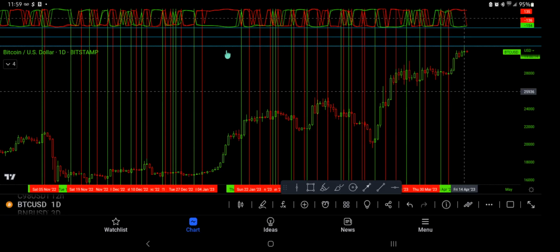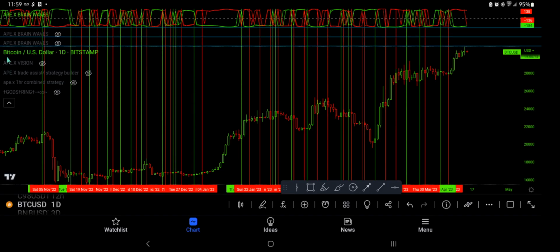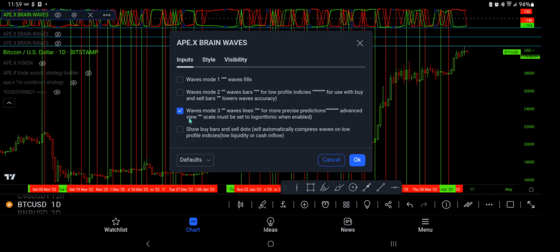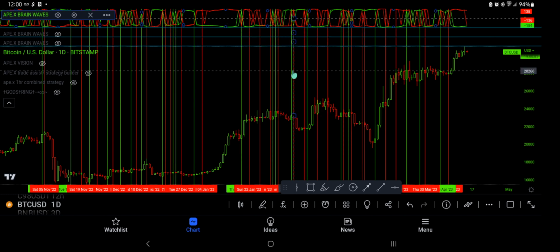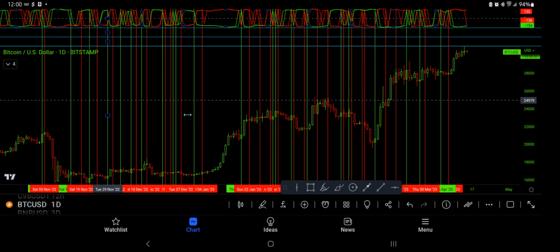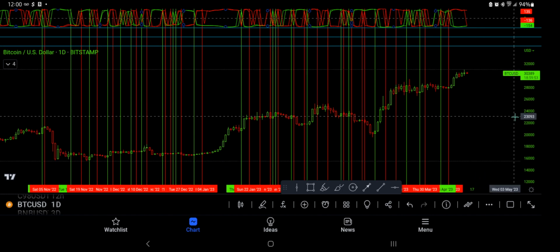Alright, so we're looking at the Brainwaves Advanced mode. If you go to the settings, right here, wave mode is 3. After you set the scale to logarithmic, this is what the brainwaves will look like. I went ahead and pre-placed vertical lines on the chart to show you that you can use this on any time frame. We're going to move to the 1 hour.